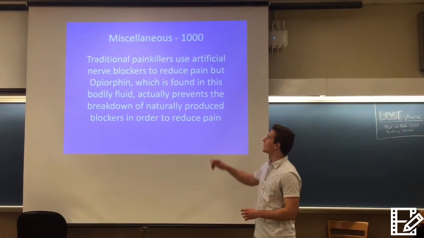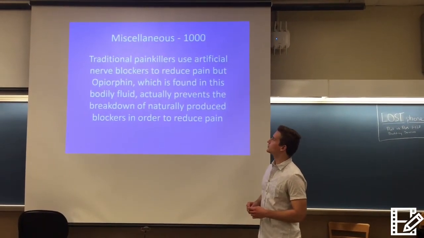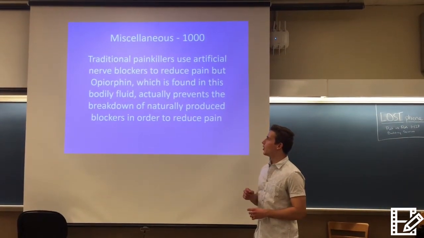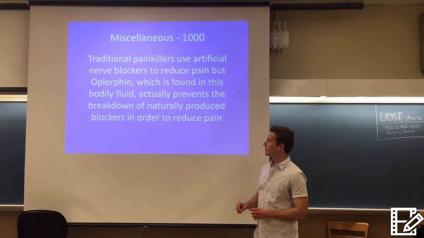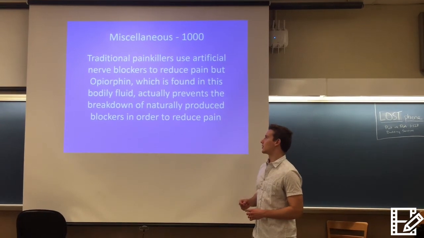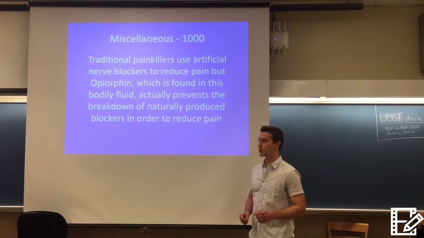Miscellaneous for 1,000. Traditional painkillers use artificial nerve blockers to reduce pain, but opioorphin, which is found in this bodily fluid, actually prevents the breakdown of naturally produced blockers in order to reduce pain. What is saliva? Recently they discovered a new painkiller in human saliva, and it's thought to be more effective than even morphine.